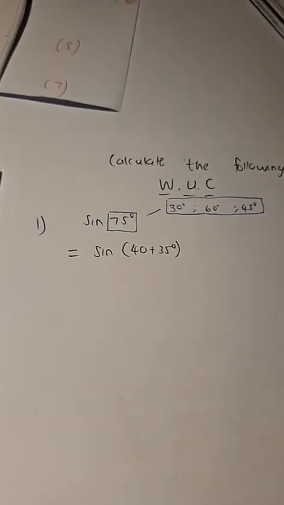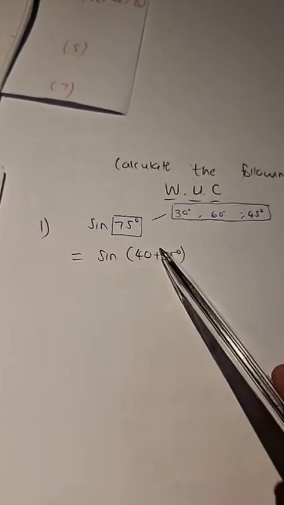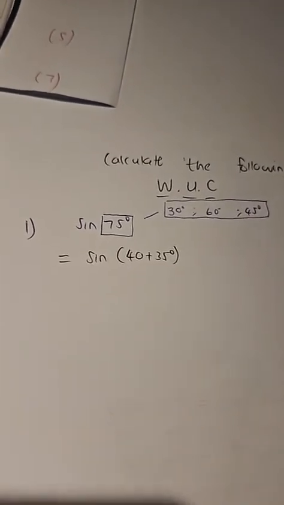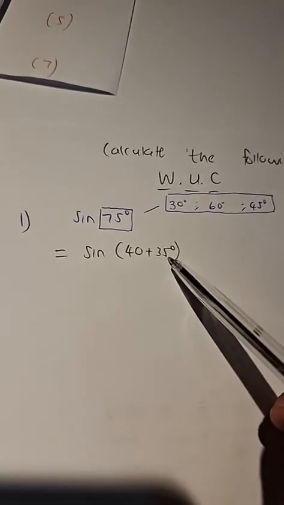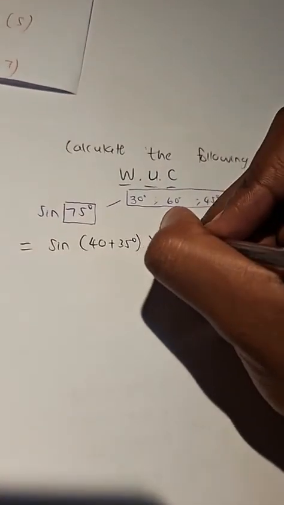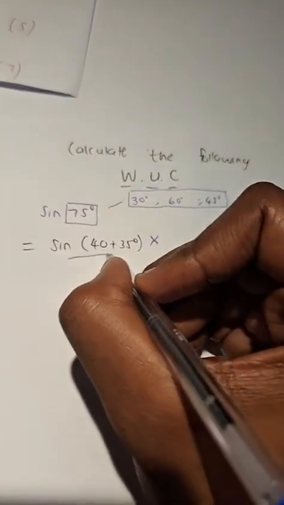So what we do is we are going to write 75 degrees as 40 plus 35. Now I just wanted to do that on purpose. Can you see, if we said 40 plus 35, what would we be saying? Yes, 40 plus 35 is definitely 75, but are these special angles? No. So this is not going to help us at all.